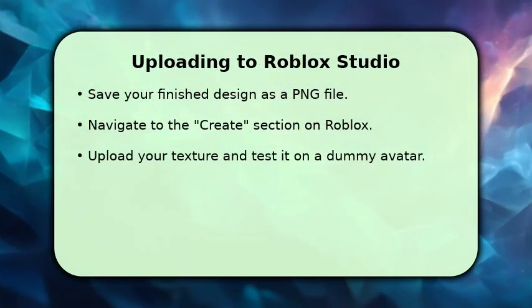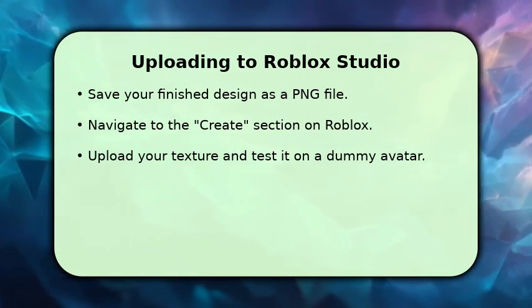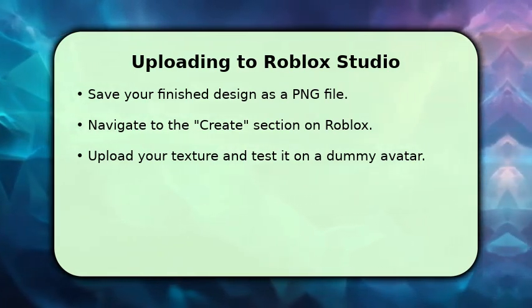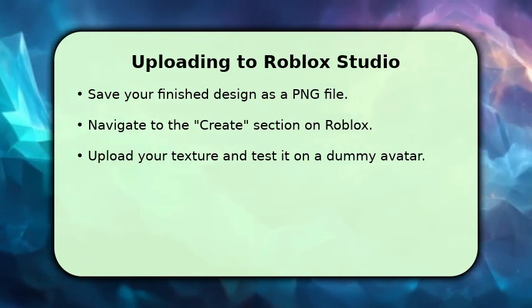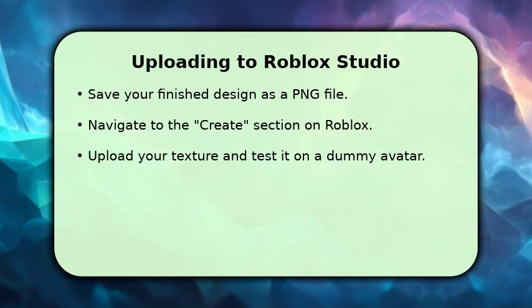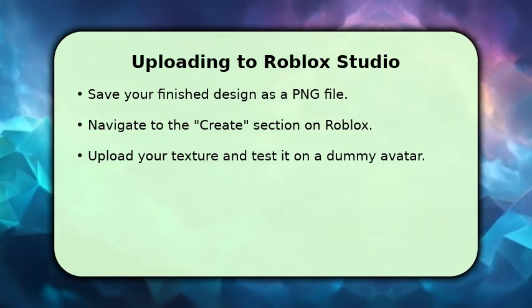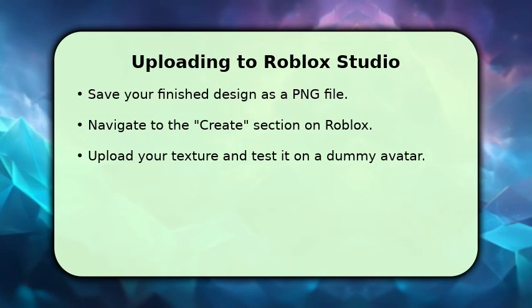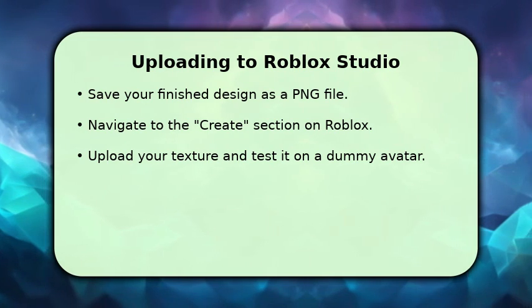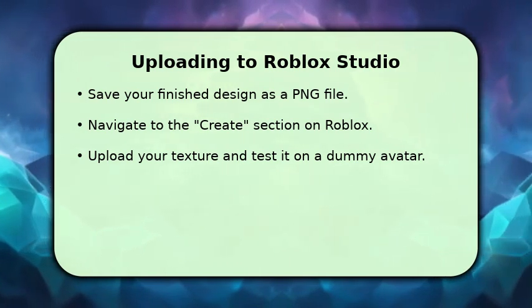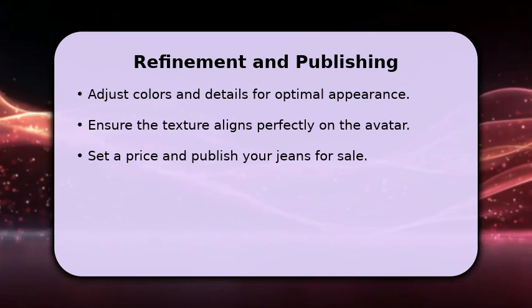Once your design is complete, it's time to upload it to Roblox Studio. First, save your finished texture as a high-quality PNG file. This format preserves transparency. Next, navigate to the Create section on the Roblox website. From there, you can upload your custom texture. Always test your new jeans on a dummy avatar within Studio to check for any alignment issues or unexpected appearances before proceeding.